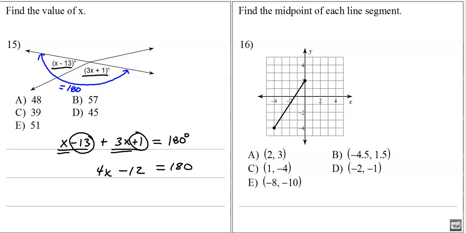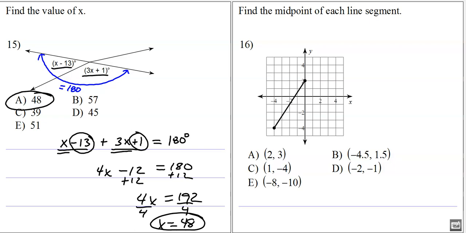Now to isolate the 4x, I'm going to add 12 to both sides, which is 192. Divide both sides by 4. And it looks like that goes in there 48 times. Looks like x would be 48. Correct answer, A. All right, number 16.